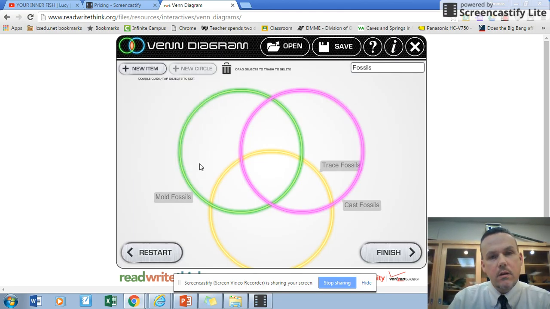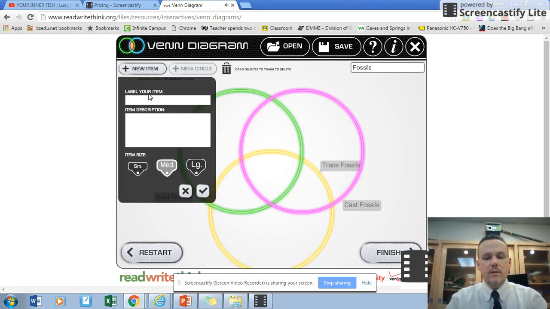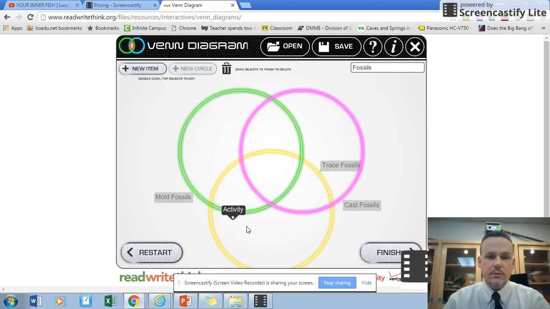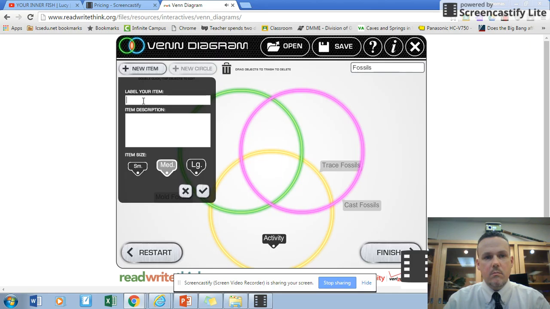I'm going to give you some ideas on what to put in some of this. Trace fossils, probably the easiest. So I'm going to go ahead with that. Trace fossils, you see I only have 30 seconds left. So for trace fossils, I'm going to put activity, because that's what they do. They show activity. Mold, I'm going to put impression.